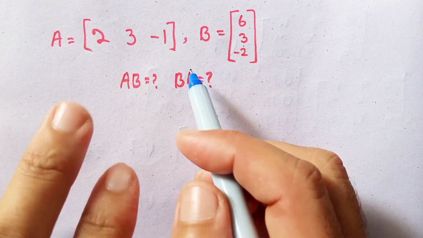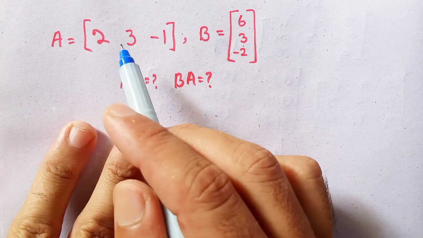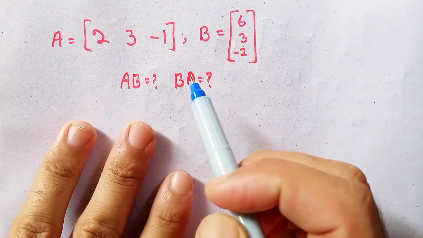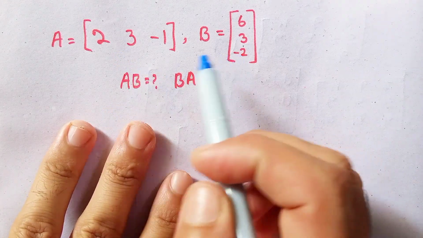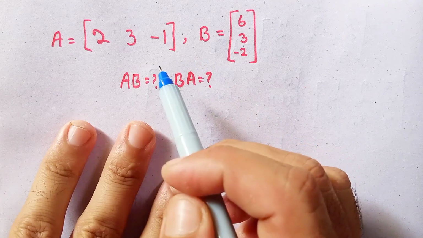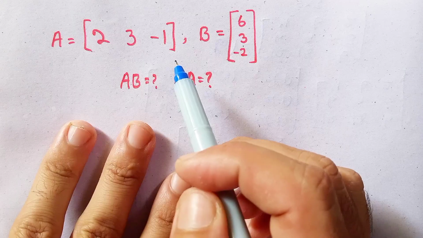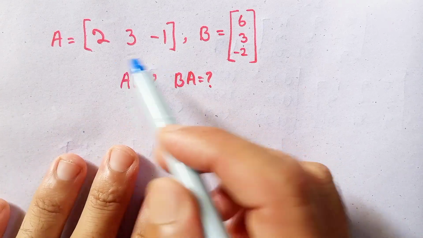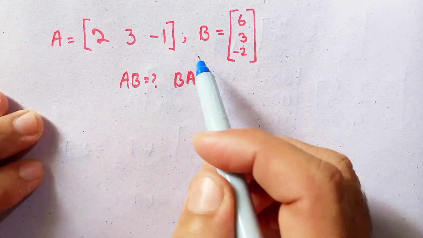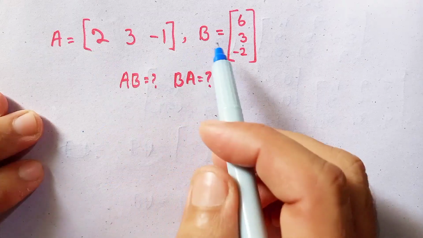In this video I'm going to show you three things related to the multiplication of matrices. The first one is, without solving, whether the multiplication of the two matrices is defined or not. The second is, if the multiplication of the two matrices is defined, what will be the order of their product. And the third one is the procedure for the multiplication. So let's go ahead and find out the multiplication of the two matrices.